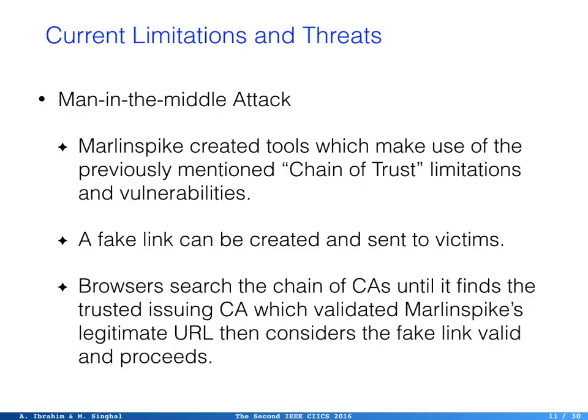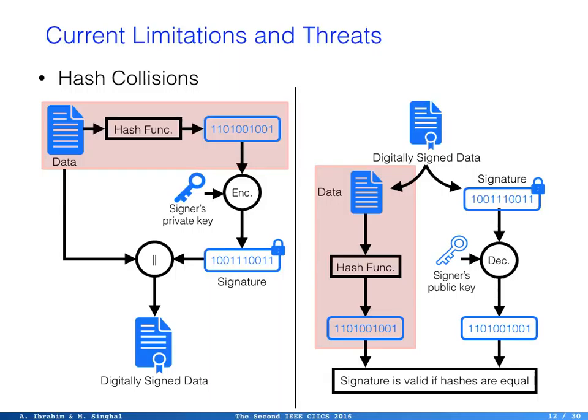When the fake PayPal link is clicked, the browser searches the chain of CAs until it finds the trusted issuing CA, which actually validates Marlinspike's legitimate URL. The browser then considers the fake PayPal link valid and proceeds because it's certified under a legitimate URL. This allows any attacker to be a man in the middle who acts as the server for the client and acts as the client for the server, reading all data passing through. In 2005, it was shown that it's theoretically possible to find hash collisions in MD5 and other hash functions.